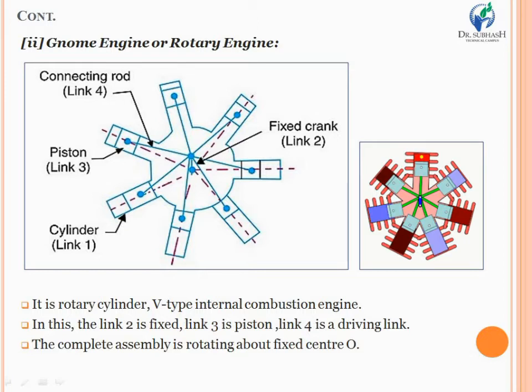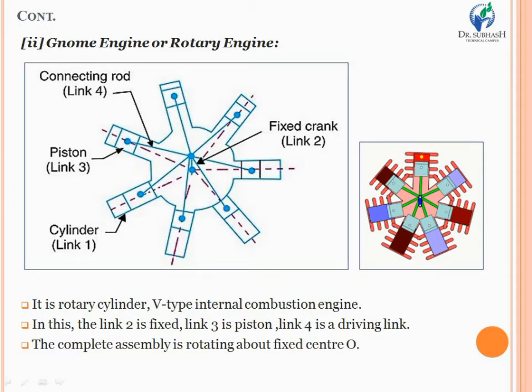So if you are talking about the gnome engine, then especially link 2 is fixed and link 3 works as the driving link, whereas link 4 works as a piston, so the piston and cylinder assembly is there. The complete assembly of the cylinder and crankcase will rotate about the fixed point or central point, and by doing so you can have the reciprocating motion of each and every piston which is arranged on the peripheral surface of the entire engine.